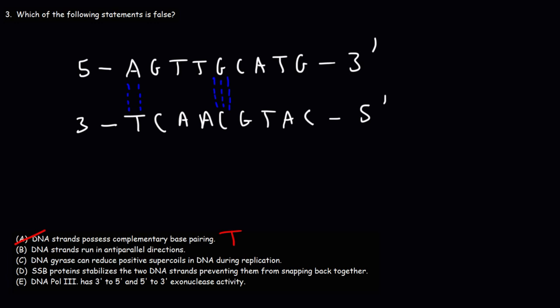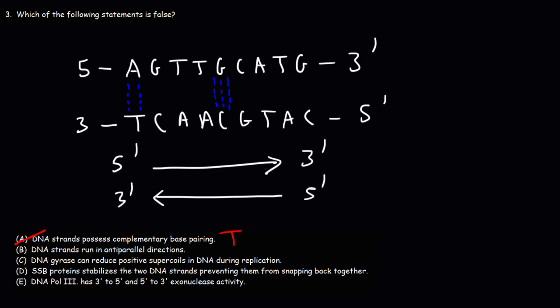Now, B, DNA strands run in anti-parallel directions. That's a true statement. If one strand goes in the 5 to 3 direction, the other strand is going to run in the opposite direction. So they're anti-parallel. Now looking at part C, DNA gyrase can reduce positive supercoils in DNA replication. That's also a true statement.